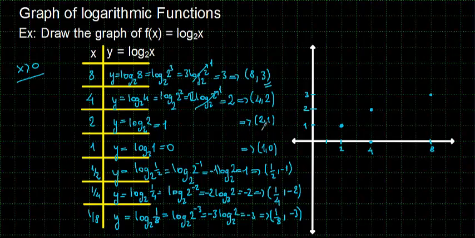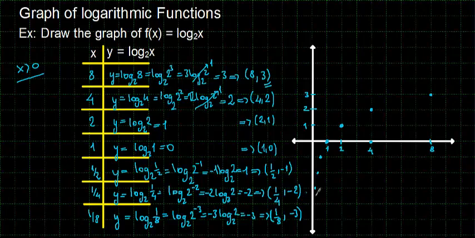When x is equal to 1, y is equal to 0. It's going to pass through this point. When x is 1 over 2, which is half, y is equal to minus 1. When it is half of 1 over 2, it's going to be here. And when it is closer, this point is going to be minus 3. 1 over 8 is half of 1 over 4.